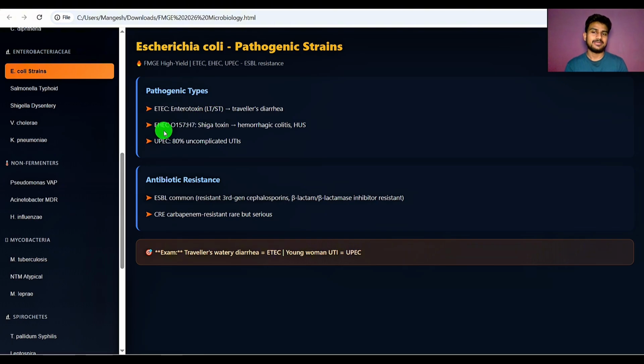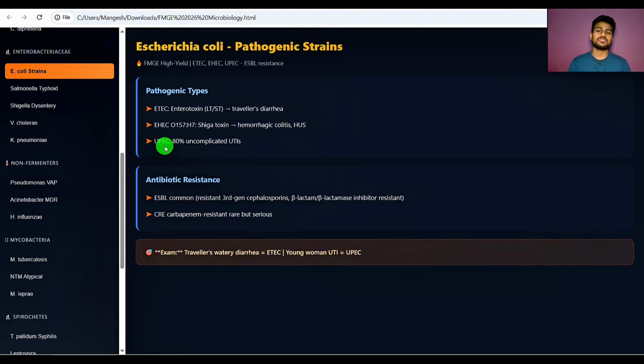EHEC is hemorrhagic E. coli, which is related to Shiga toxin. O157:H7 is the main strain, and that is hemorrhagic. As I told you, H stands for hemorrhagic and T stands for travelers, so that is for travelers' diarrhea. This is for hemorrhagic colitis and hemolytic uremic syndrome.